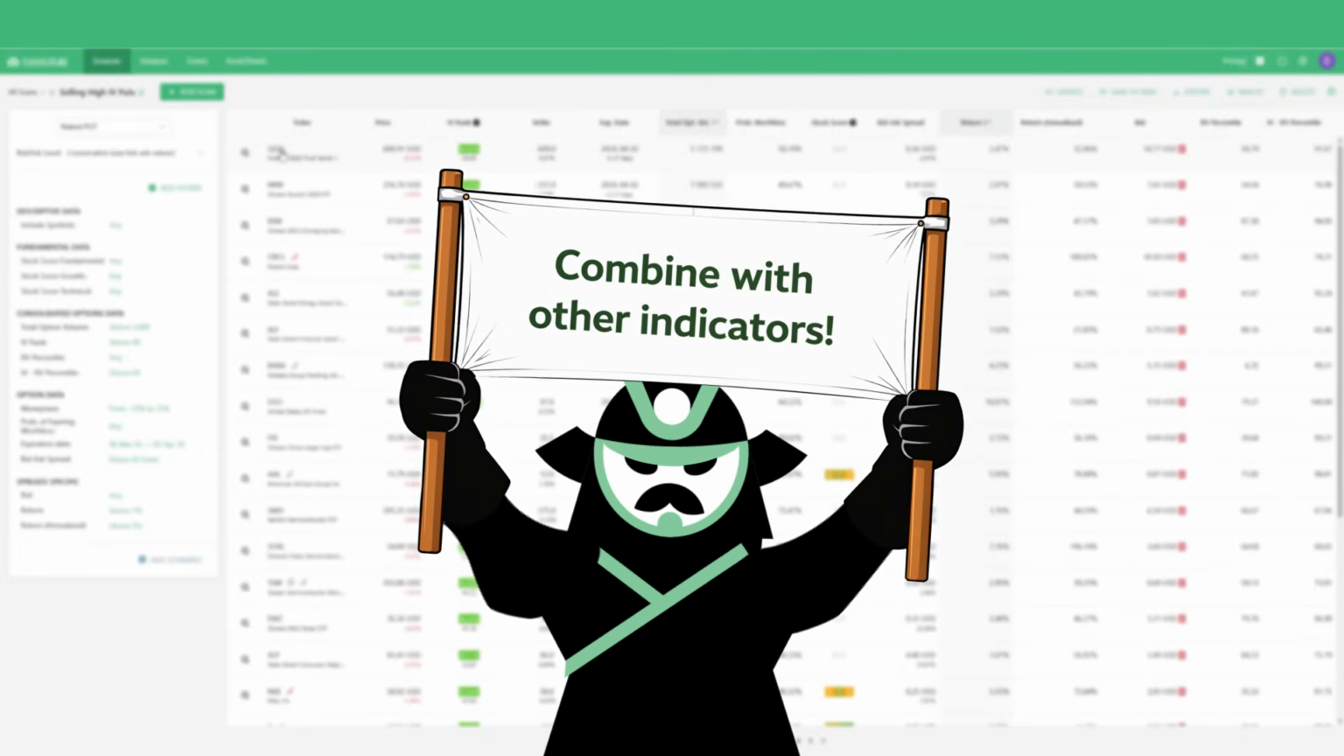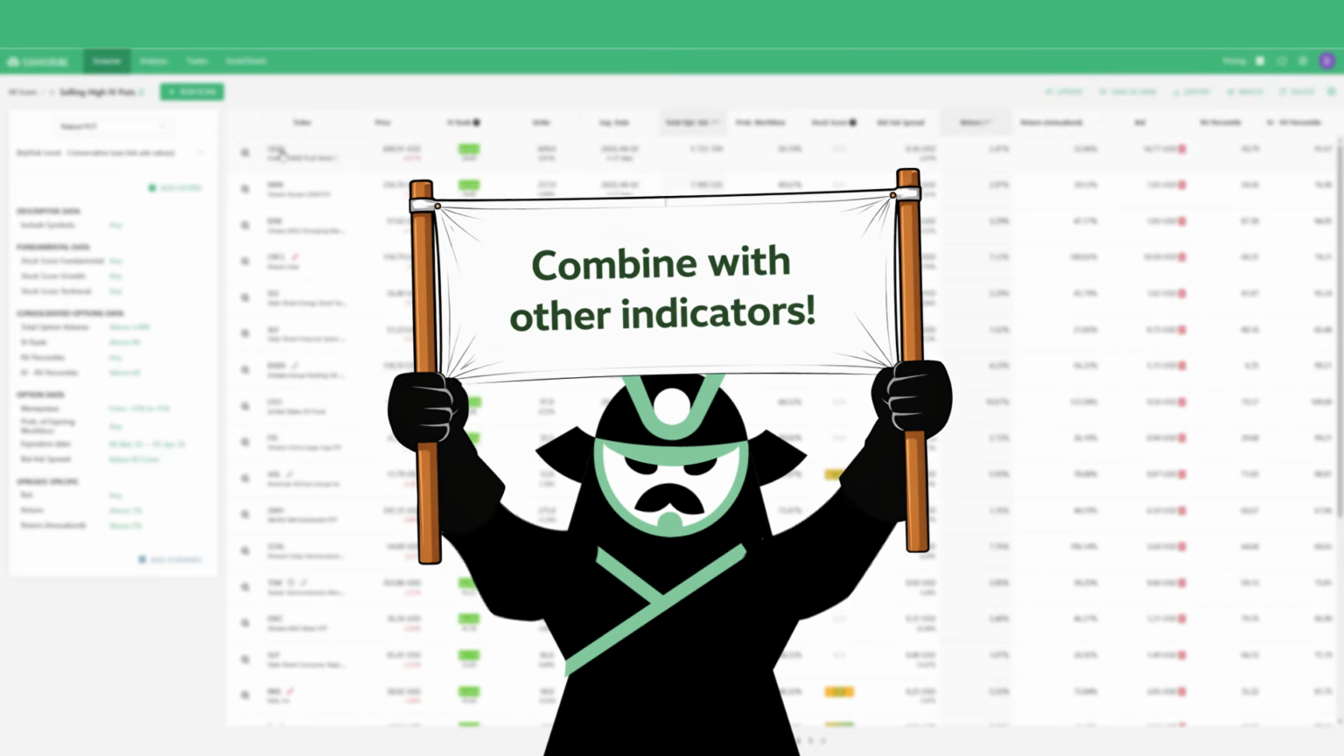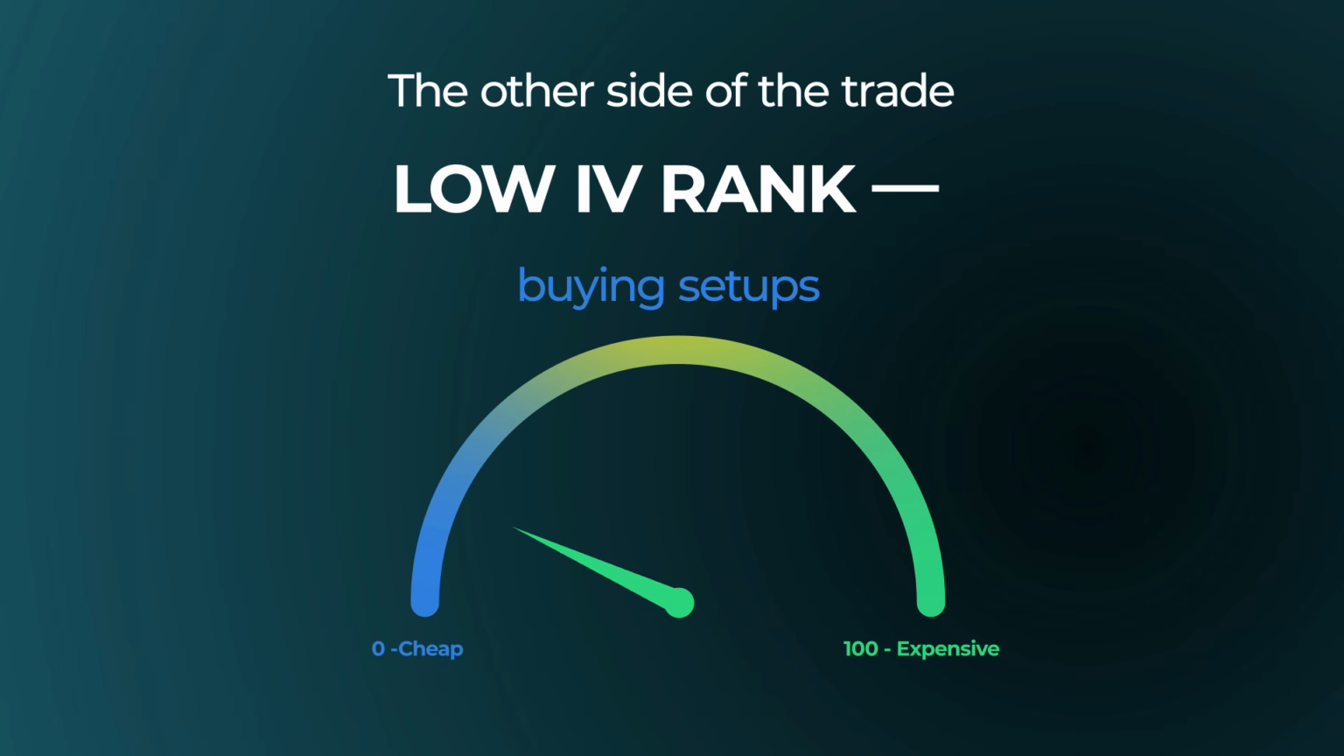One quick note. IV rank is powerful, but it works best when you combine it with other indicators. Don't use it in isolation. And now the other side. When IV rank is low, you want to be a buyer. Here's how you find those setups.